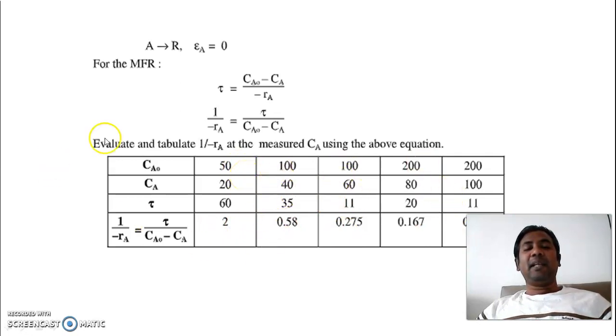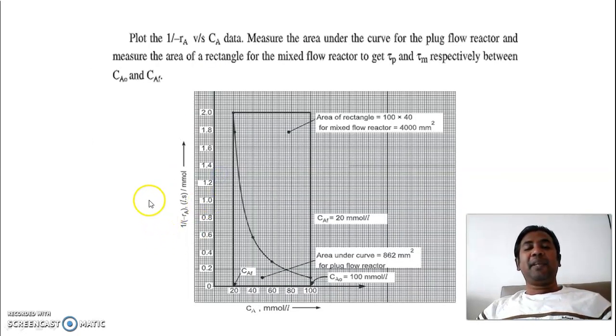I think you have got the point that the runs are given for a mixed flow reactor, hence we have used the performance equation of the mixed flow reactor only. Now we can plot a graph of 1 upon minus Ra versus Ca. For performance equation details, you can visit my channel for the performance equation of CSTR and the performance equation of PFR, where I have already discussed all this. So if you plot 1 upon minus Ra versus Ca, right?